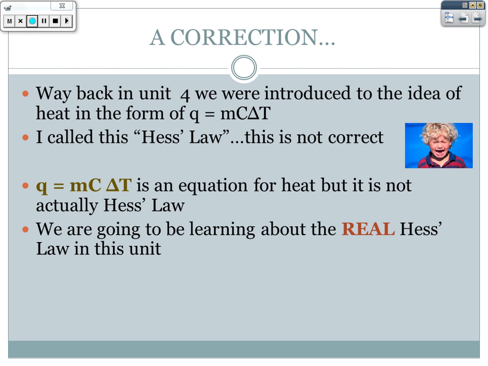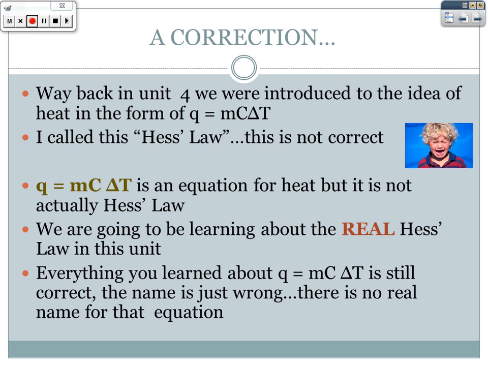Now, I knew about halfway through Unit 4, when I was talking about Q equals mc delta T, I figured out that it was not actually Hess's law, but I decided that fixing the mistake in the middle was only going to confuse you, and so I chose to fix it when I got to the real Hess's law, which is now. And so now I'm fixing it. Everything you learned about Q equals mc delta T is still correct. The name is just wrong.